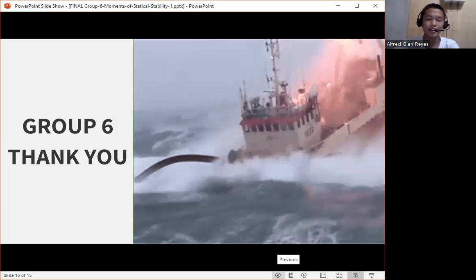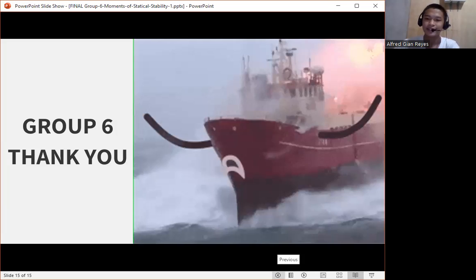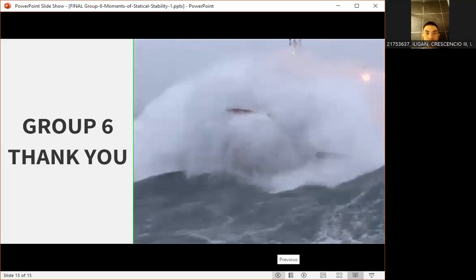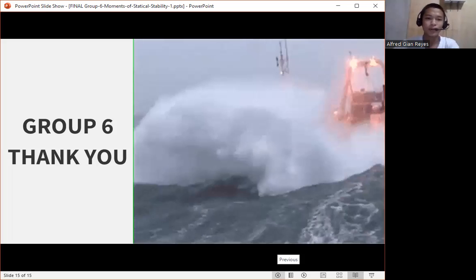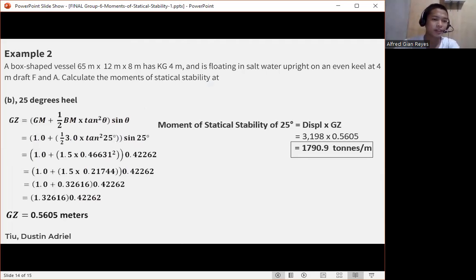For an angle less than 15 degrees, we have GM times sine of the angle of heel. While for more than 15 degrees, GZ equals open parenthesis GM plus 1/2 BM times tan squared of the angle of heel close parenthesis sine of the angle of heel. Okay, so those are the main formulas used in getting the moment of statical stability.